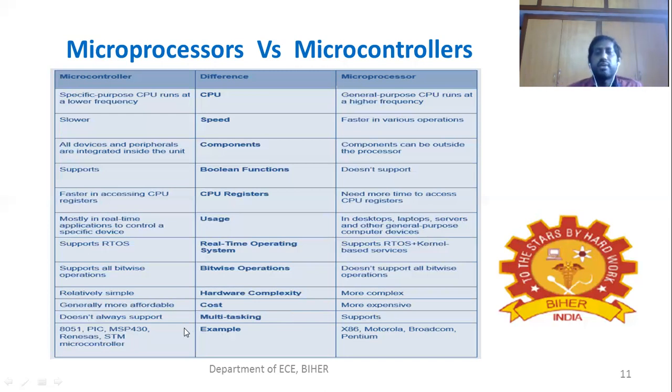Examples of microcontrollers: the 8051 is there, the PIC microcontroller is there. And for microprocessors, the Pentium processor is a great example. So we need to choose a microcontroller for a specific application.